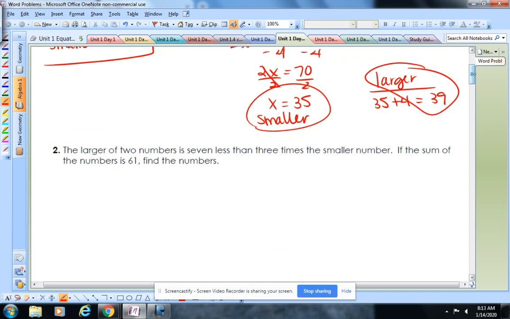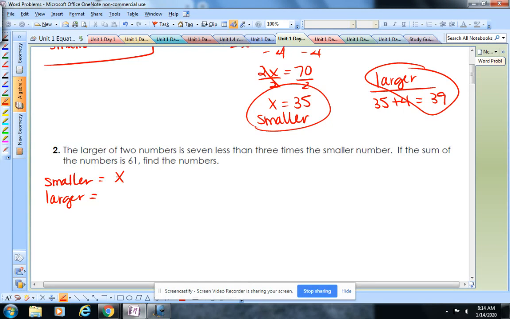All right, so number 2. Let's do another one together. They're going to get a little more complicated. So again, we're going to have a larger number and a smaller number. I'm just going to write smaller and larger if that's okay. It says the larger of two numbers is 7 less than 3 times the smaller number. Y'all think I want to make x my larger or my smaller? The larger is 7 less than 3 times the smaller. X be smaller. I agree.